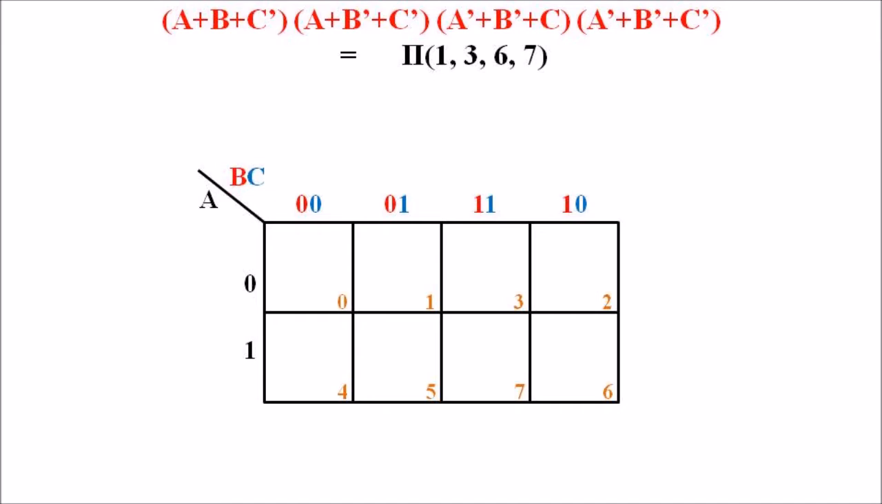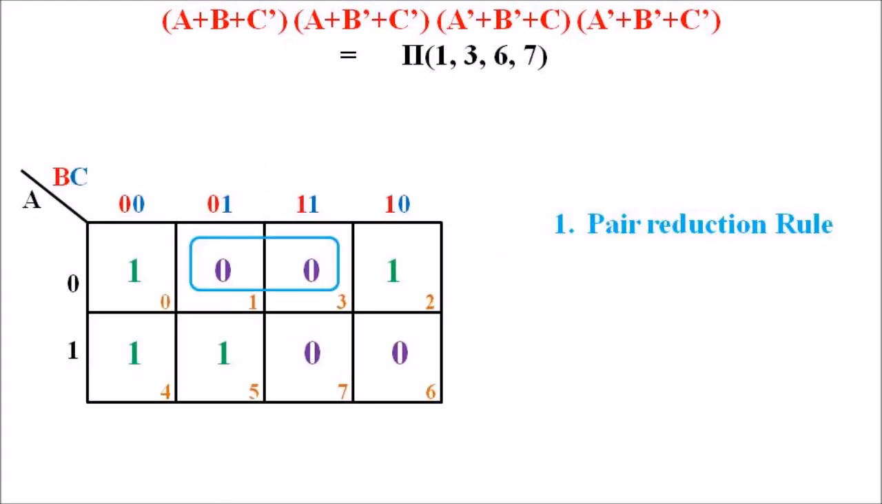Next, we have to mark 0 in the cells with the max term representation. The function is Pi of 1, 3, 6, 7, so we mark 0 in the cell positions 1, 3, 6 and 7. The remaining cells, that is cells 0, 2, 4 and 5, are marked with 1. In the next step, we start our reduction. We apply the pair reduction for the cells 1 and 3.